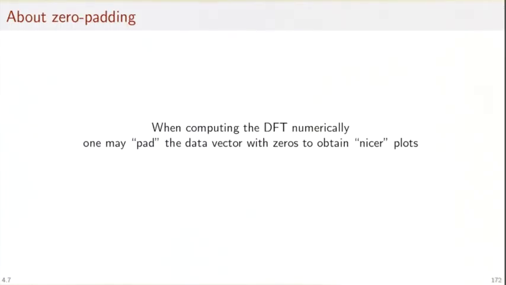Now, this was quite a bit of effort to actually compute the DTFT of a finite support signal. And so what people often do is that they take the finite support signal, they extend it with zeros, so-called zero padding, and then they compute the DFT numerically. It generates definitely nicer plots, and we shall see a few examples in the next slides.